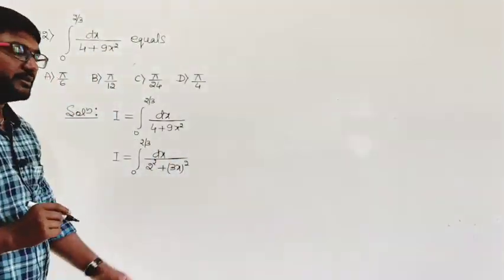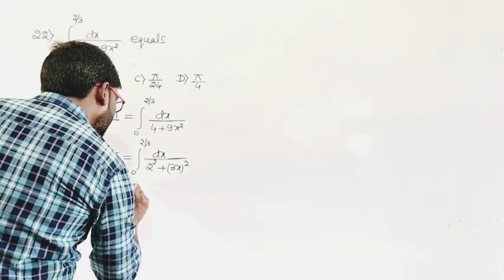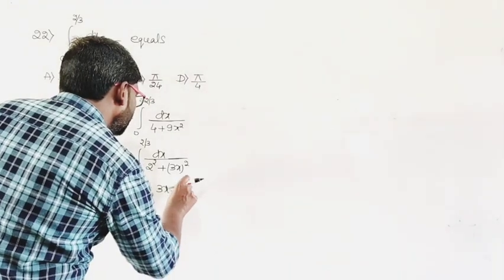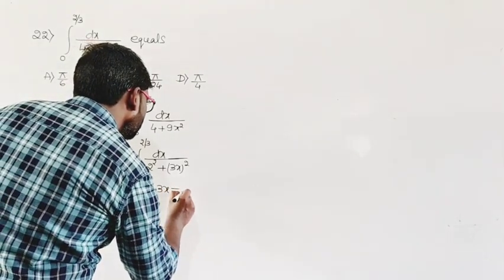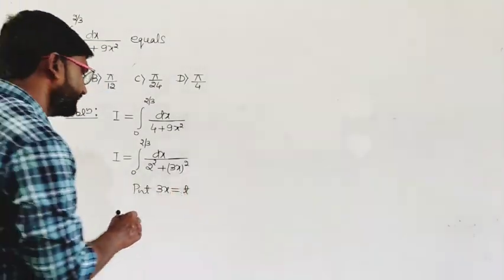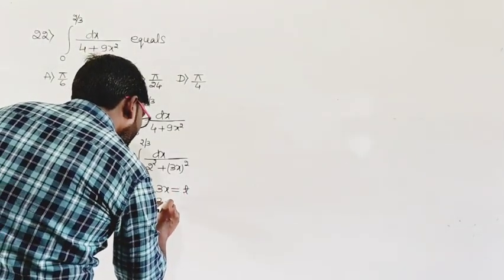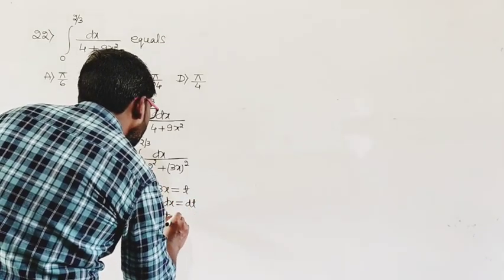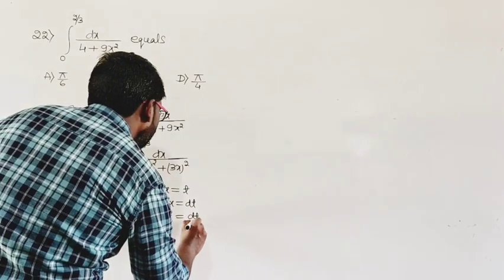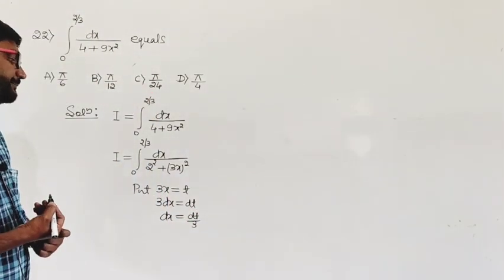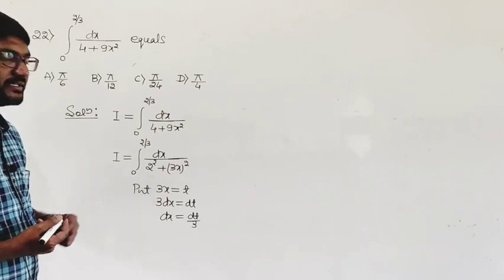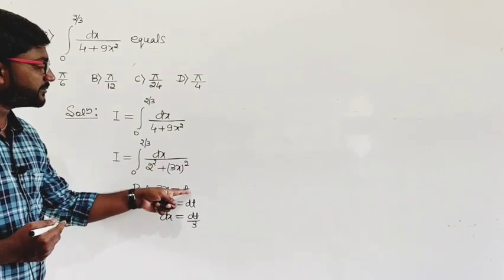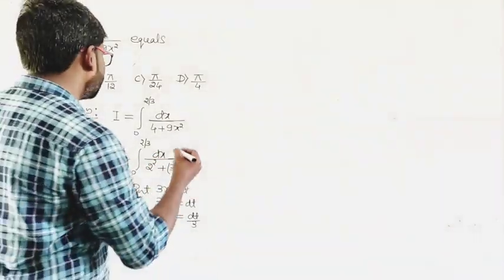So now see here, put 3x equal to t. Now differentiate both the sides. What do we get now? 3 dx is equal to dt, then dx is equal to dt by 3, or 1 by 3 into dt. Both are same. Now as the substitution changes, the limits will also change. These limits are for the variable x. Now it is in terms of t. We have to change the variables as well.